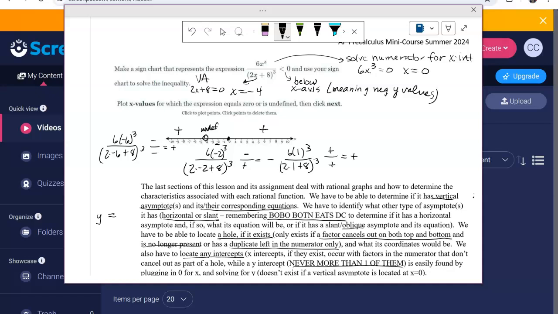This question is asking me for negative y values. The only negative y values are going to occur here between our undefined value at -4 and our x-intercept at 0. And we are finally done. Thank you for your patience.